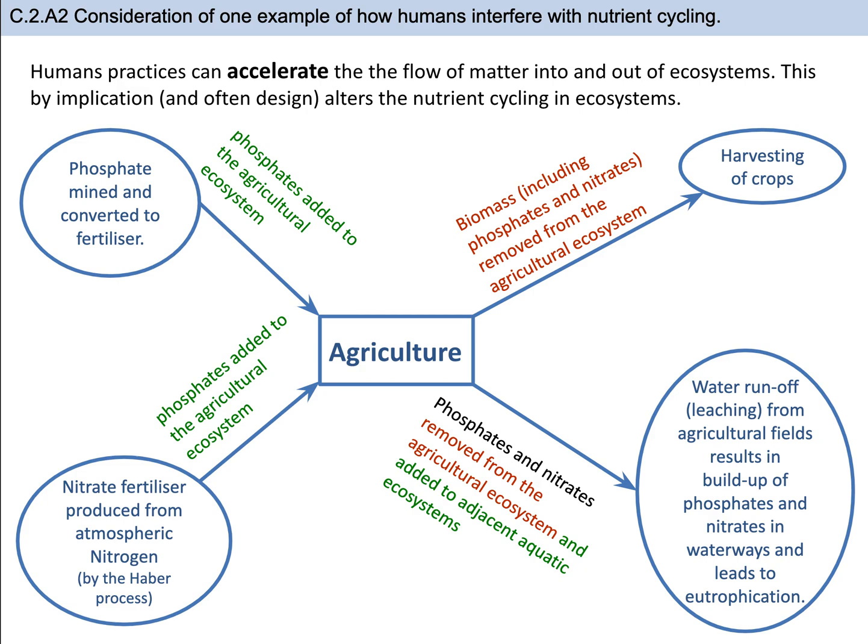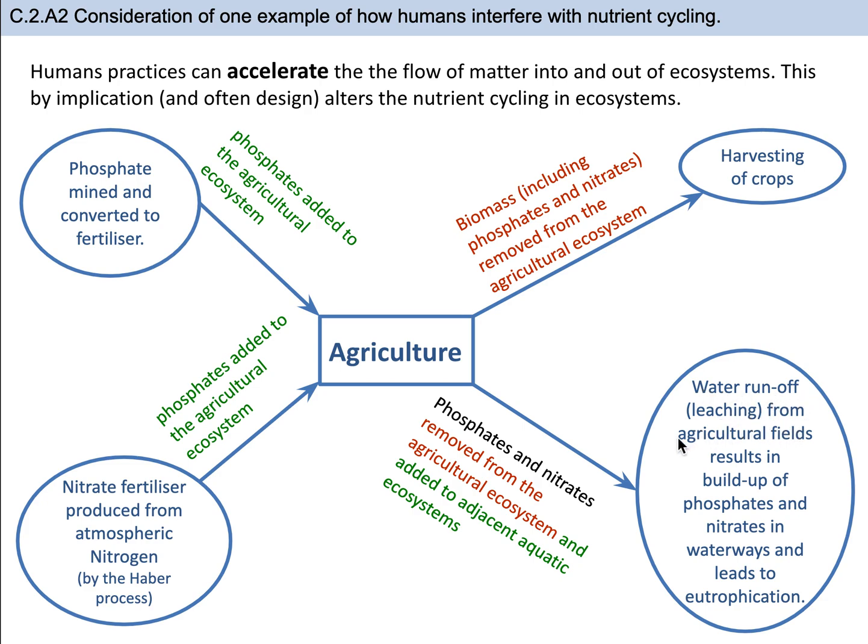Okay, and this is our last slide here. So considering one example of how humans interfere with nutrient cycling, we are considered an accelerant for flow of matter in and out of ecosystems because we're often changing things very quickly. So this is just looking at agriculture as an example. So harvesting of crops are going to affect biomass because we're removing it from an agricultural ecosystem.